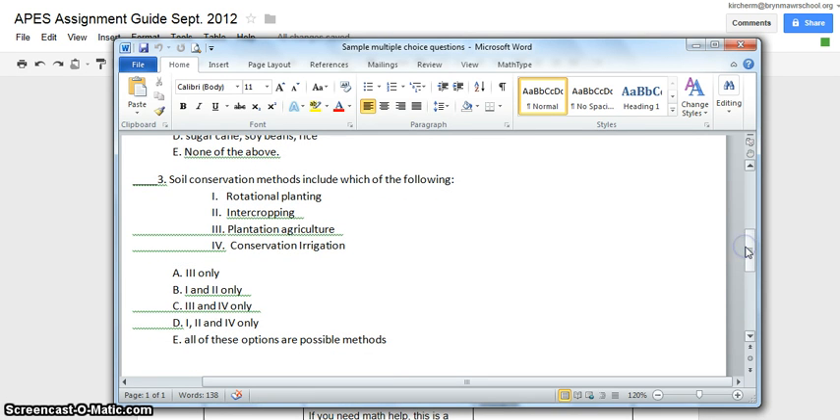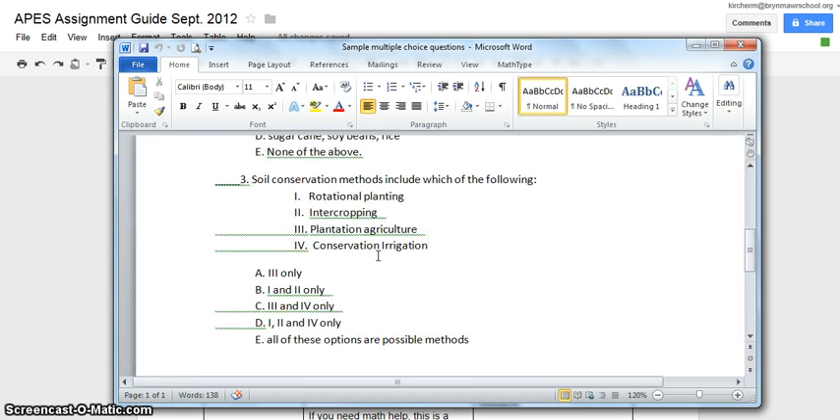Now, number 3, here's a style of question that you might not be familiar with. It's still multiple choice. This is quite common in the AP testing, and what they'll do is that, as you can see, you have Roman numerals 1, 2, 3, and 4, so you have all of those as options. Soil conservation methods include which of the following? Before you even look at your selections down here, answer next to each of these what you think. Is rotational planting, does that help the soil? Yes. Does intercropping help the soil? Yes.